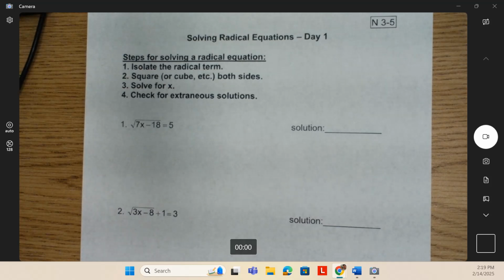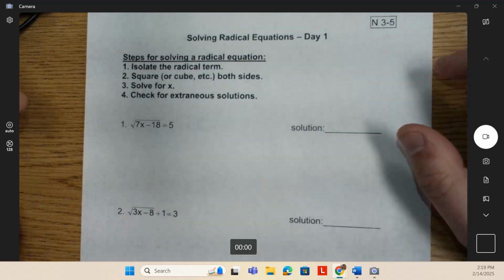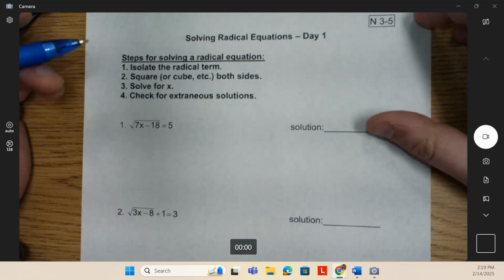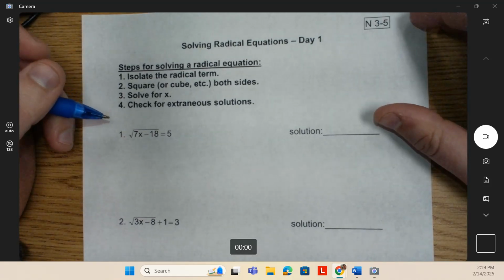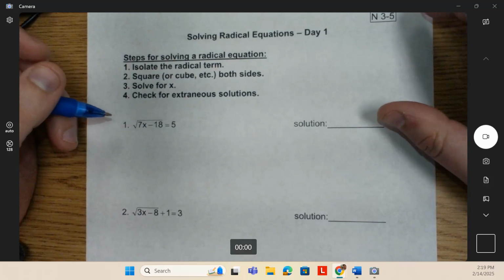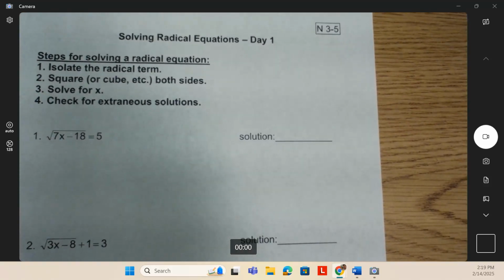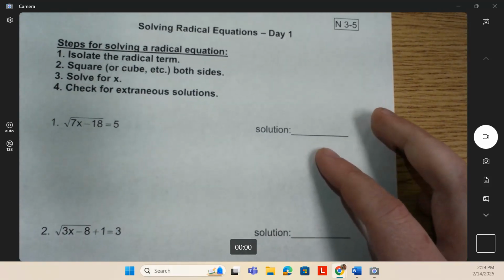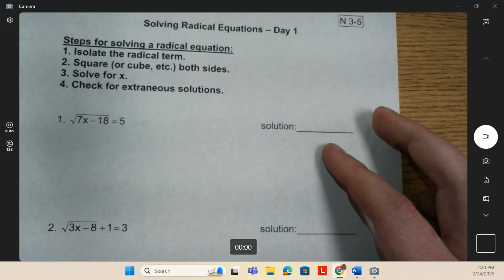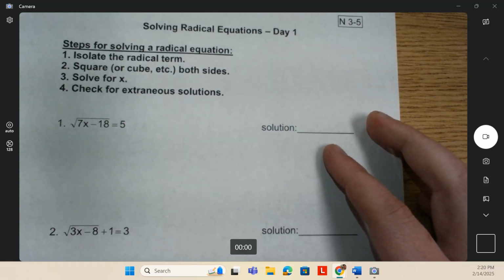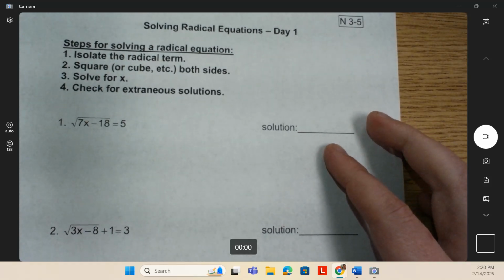All right, going to take you a quick overview of solving radical equations. So what we're going to do, we're going to continue to isolate the radical term, and then we're going to square or cube or do it to the fourth power for both sides so that we can move that x value out of the radical and then be able to solve for x.